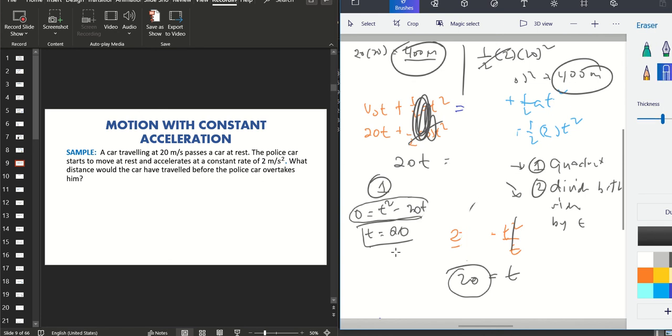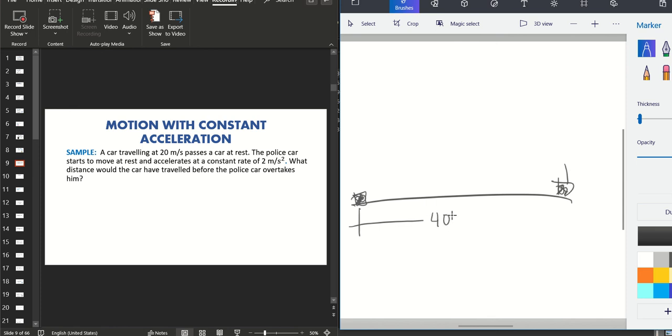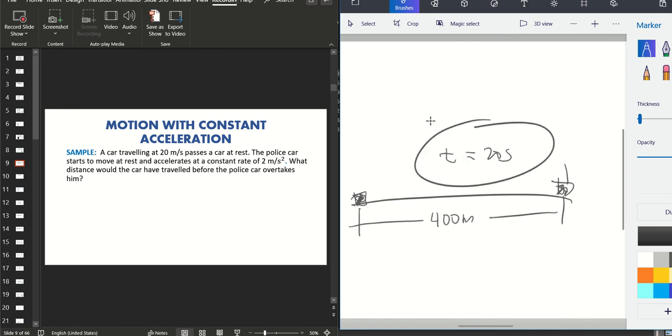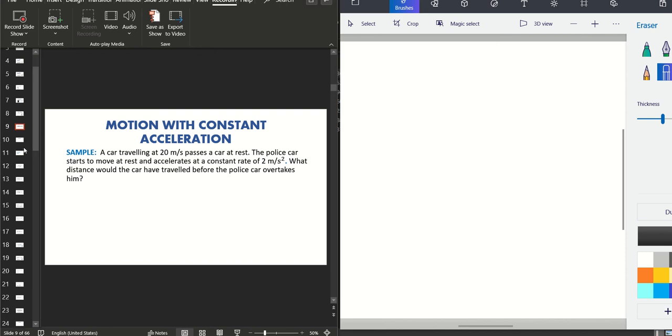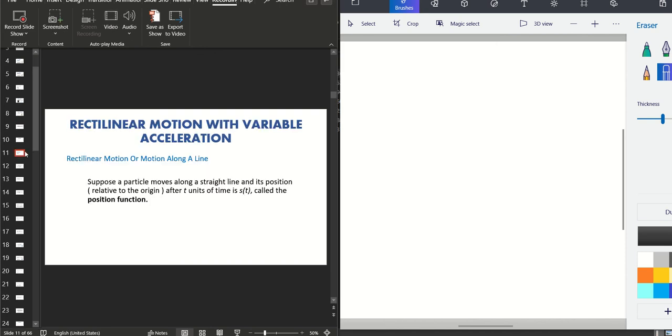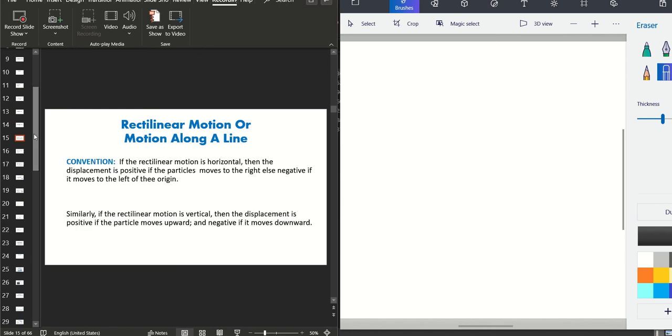Ibig sabihin, draw ko na lang. Ibig sabihin, makikita na silang dalawa dito. Ito yung initial position, naka-rest yung police car, and the distance is 400 meters, at nagtagpo sila at t is equals to 20 seconds. So, sana nagtatagpo, no? So, yun ang ibig sabihin ng interpretation ng problem na yan. Alright, so next topic. Kasi hindi lang naman yan. Na-discuss ko na rin yung sa problem. So, parang moreover na lang naman yan.